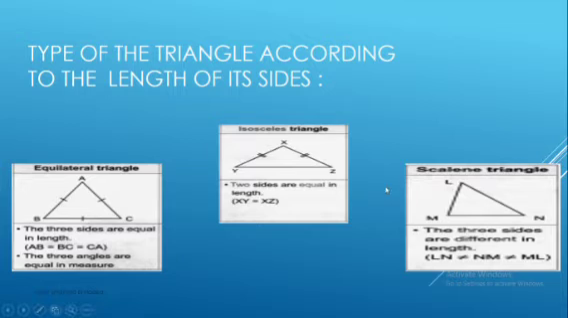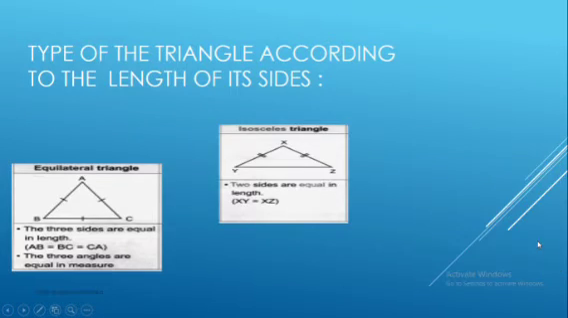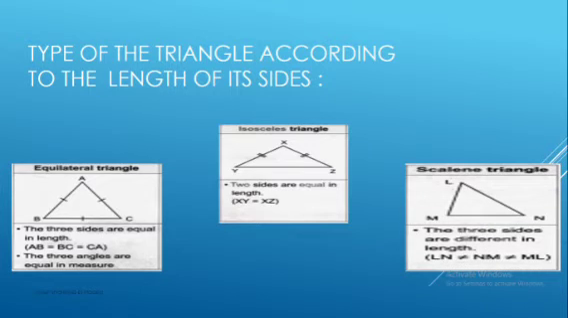The third type, scalene triangle. The 3 sides are different in length. For example, LN not equal NM not equal ML. So we have three types according to the length of its sides. Number one, equilateral triangle. Number two, isosceles triangle. Number three, scalene triangle.